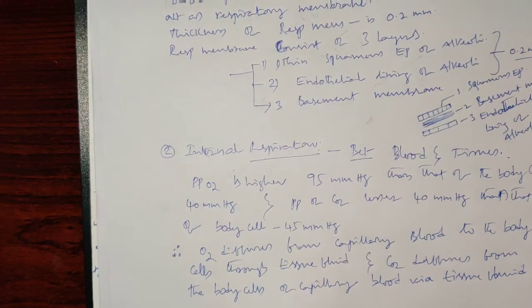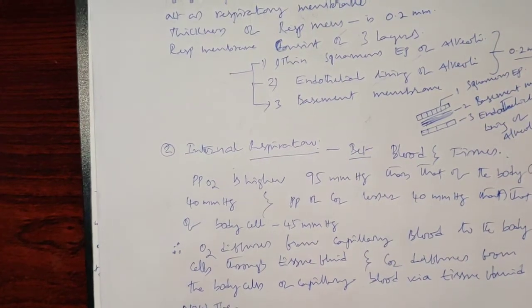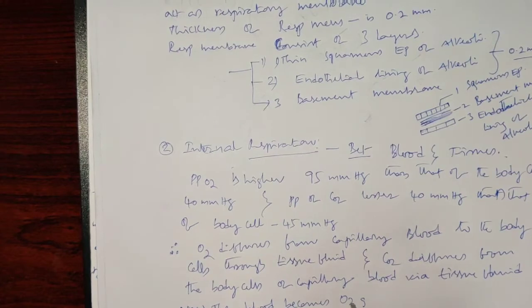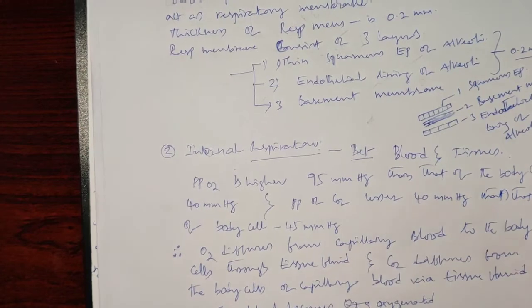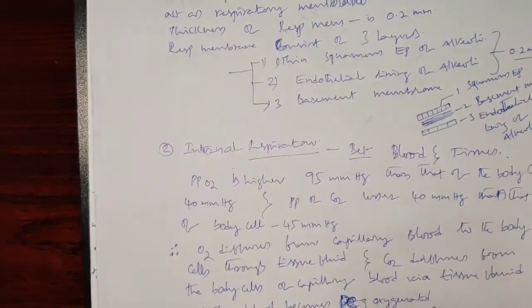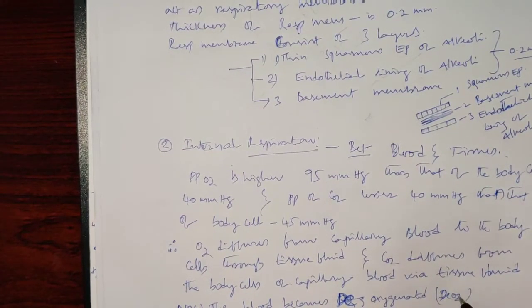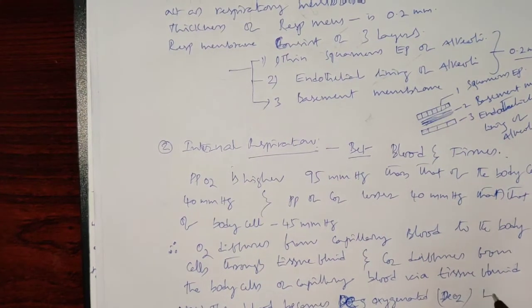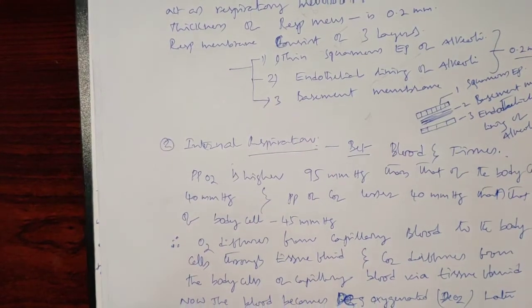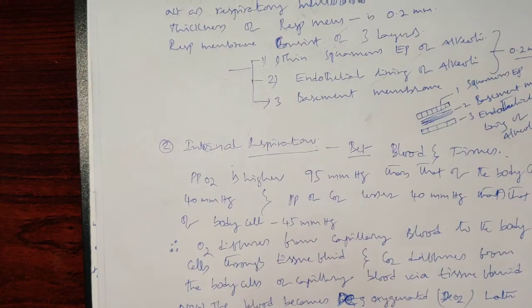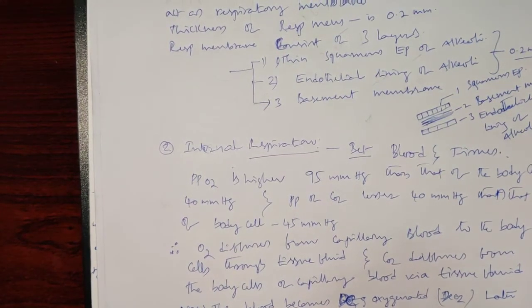Now the blood becomes deoxygenated. So the blood is carried to the heart, and hence to the lungs.